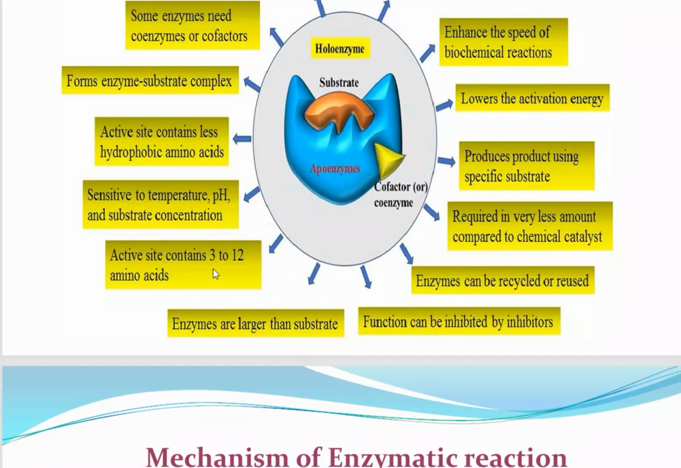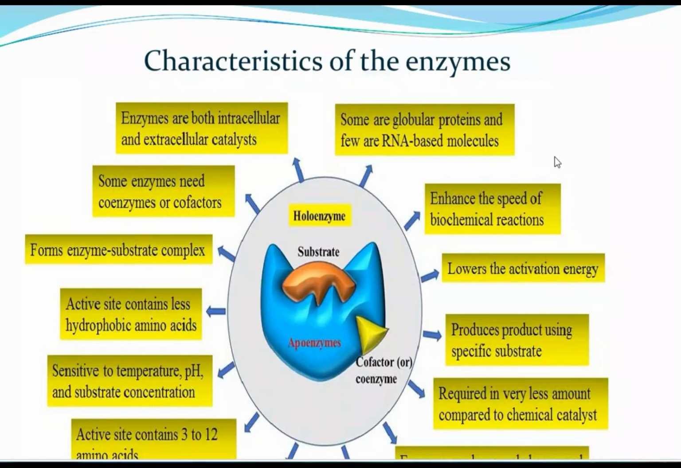Enzyme active site contains 3 to 12 amino acids. It is sensitive to temperature, pH, and substrate concentration, all of which can affect enzyme action. Moreover, the active site contains less hydrophobic amino acids. An enzyme forms the enzyme-substrate complex. These are all the characteristic features of enzyme kinetics.